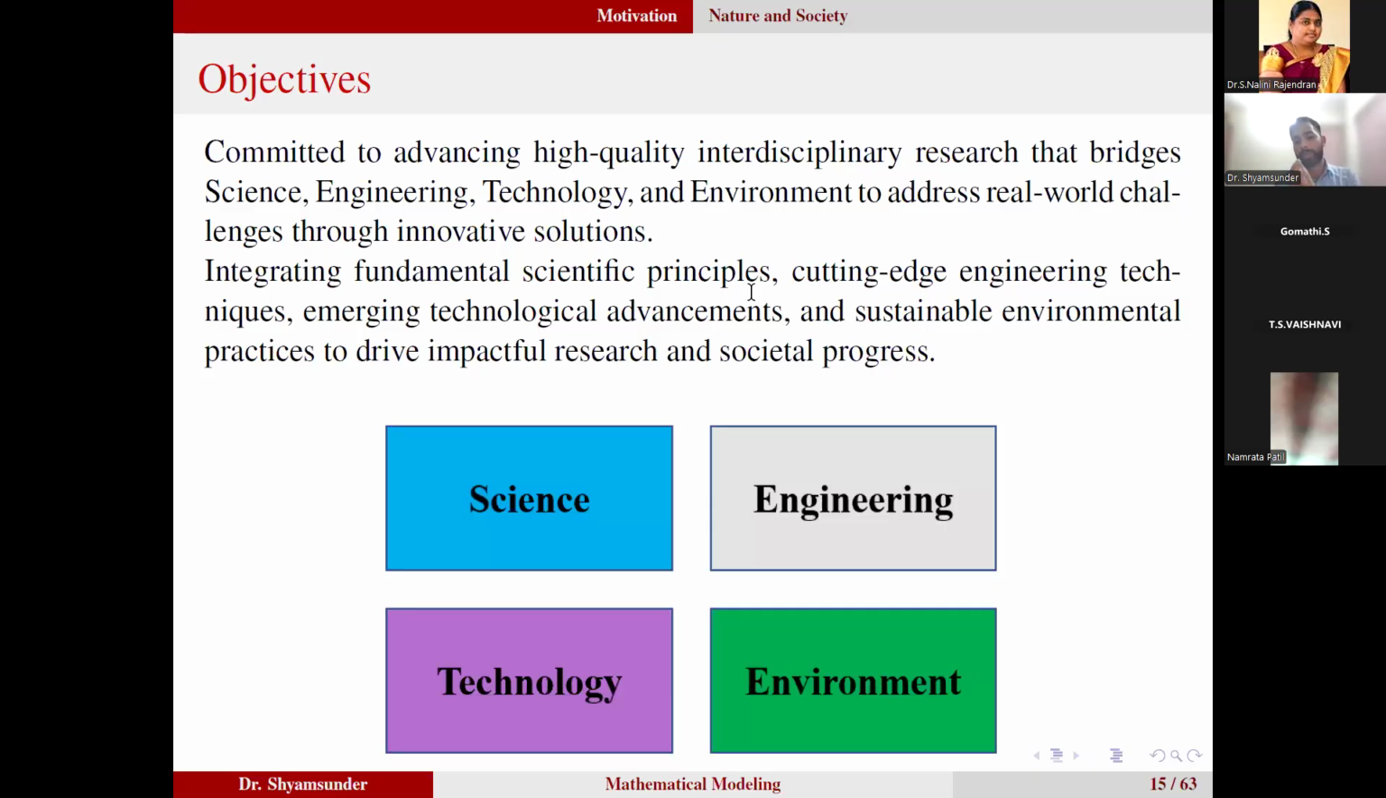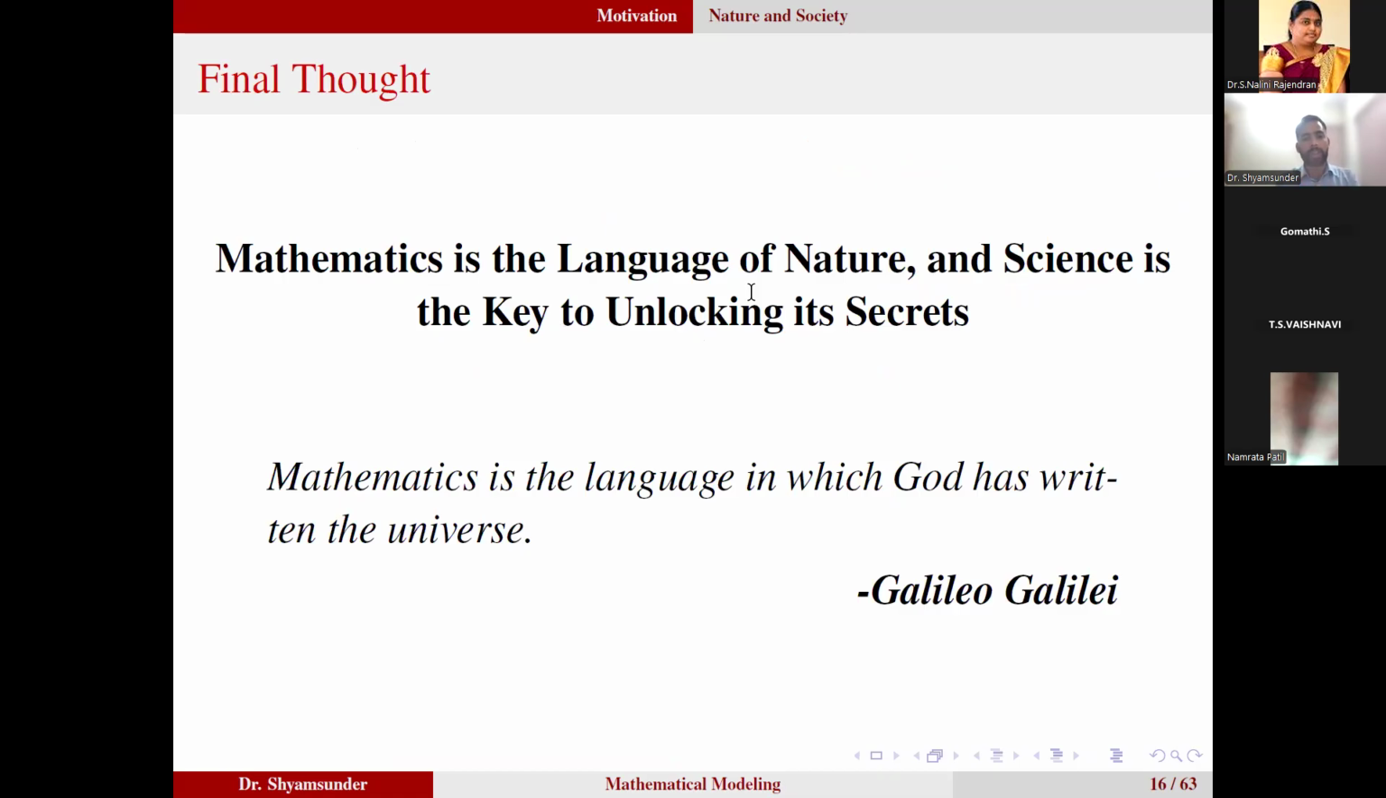Integrating fundamental scientific principles, like applied science formulas, mathematical formulas, and statistics. These are the cutting edge in our engineering technologies, with emerging technology advances like machine learning and AI technologies and sustainable environmental practice to drive impactful research for societal progress. Then the major objectives control these things. The final thought: mathematics is the language of nature and science is the key to unlocking its secrets.